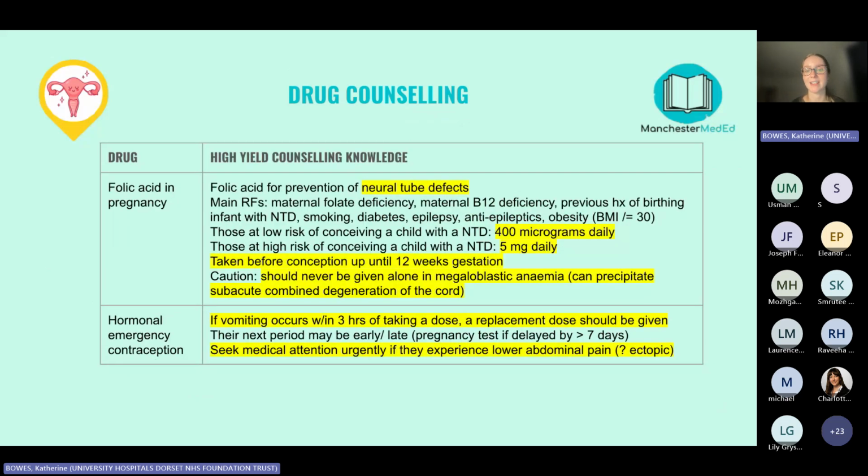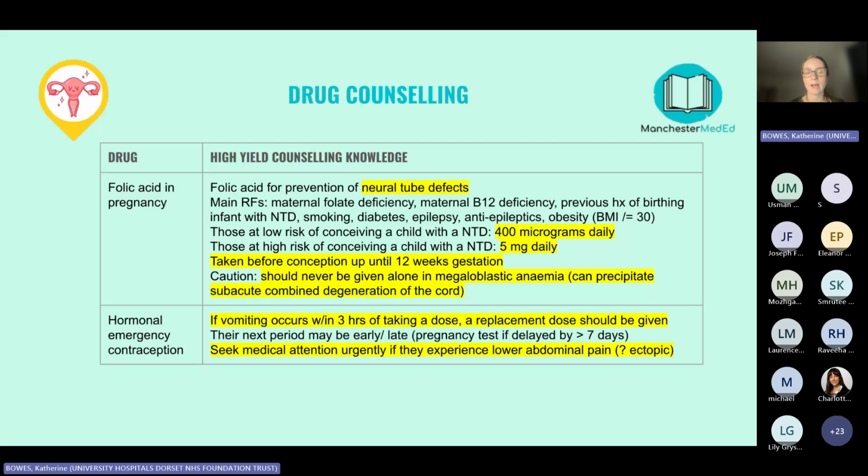So folic acid in pregnancy. We're just repeating what we've done earlier a bit. So the 400 micrograms is the usual dose. The 5 milligrams is the higher dose for those people with risk factors and certain medical comorbidities like diabetes. And one thing is that folic acid should never be given alone in a megaloblastic anemia. And you've probably heard this from doing your revision for finals, but it can precipitate subacute combined degeneration of the cord. So I always like to remember it like the alphabet. B comes before F in the alphabet. So you always give B12 before folate.